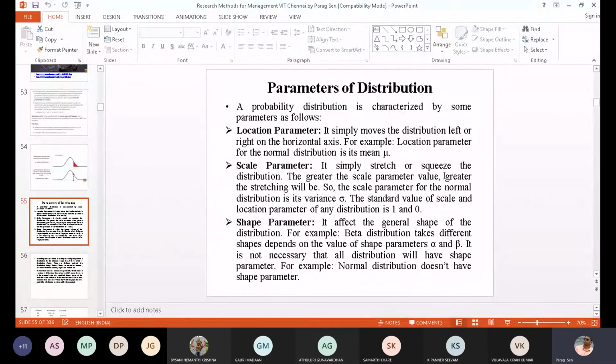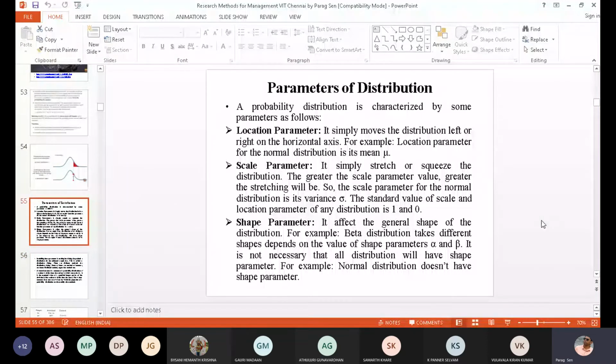And the shape parameter affects the general shape of the distribution. For example, beta distribution takes different shapes depending on the value of shape parameters alpha and beta. It's not necessarily that all distributions will have a shape parameter. For example, normal distribution doesn't have a shape parameter.